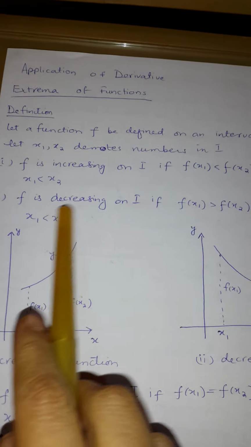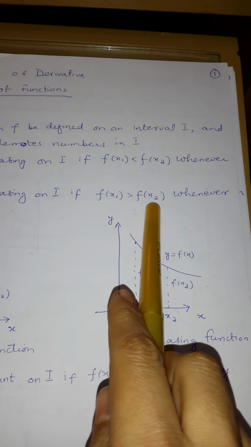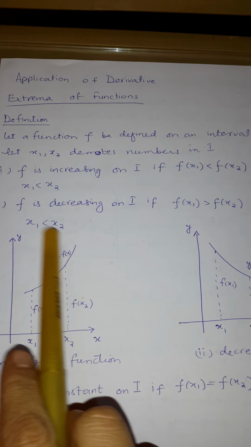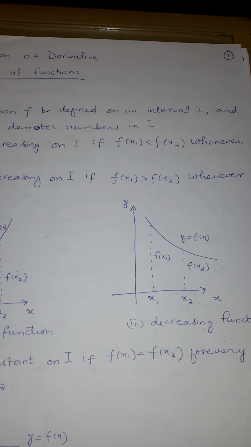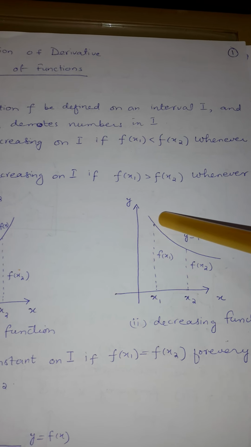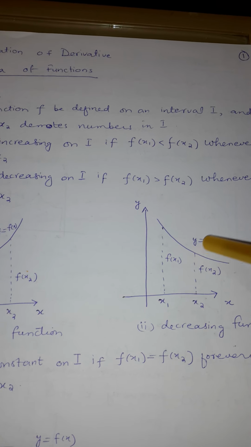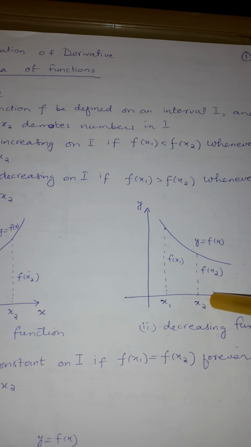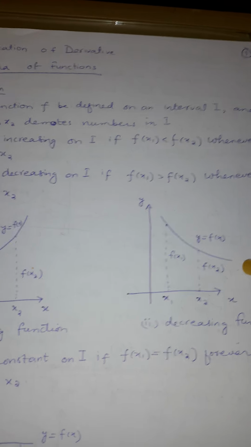Then we define f is decreasing on interval I if f of x1 is greater than f of x2 whenever x1 is less than x2. Now here we have the decreasing function, where at the point x1 the function is attaining maximum value and at the point x2 the function is attaining minimum value. So the function is decreasing from x1 to x2.